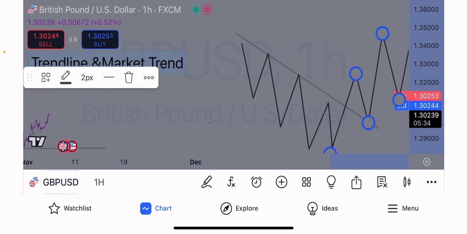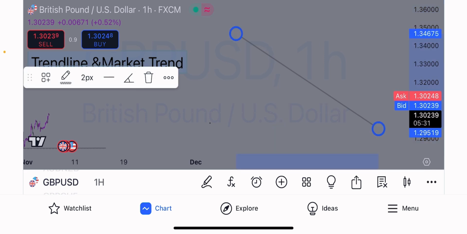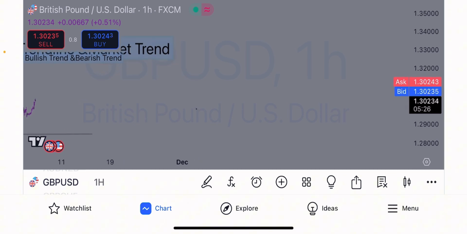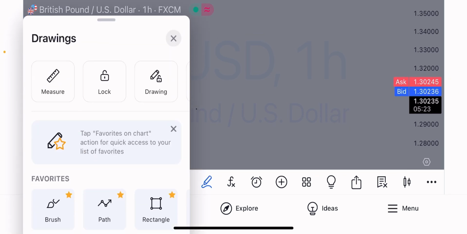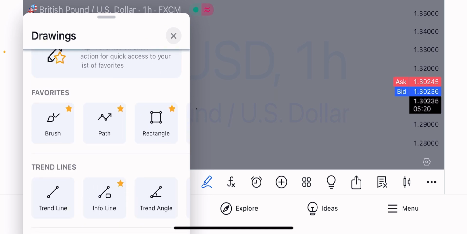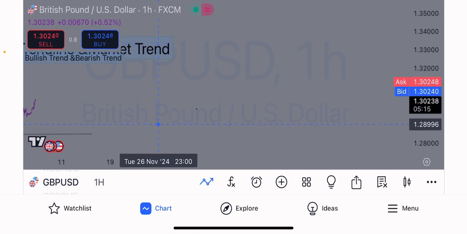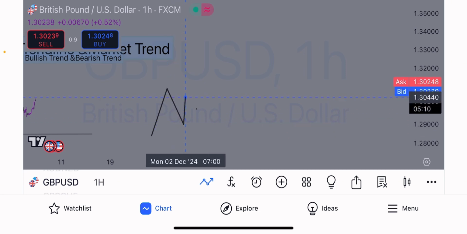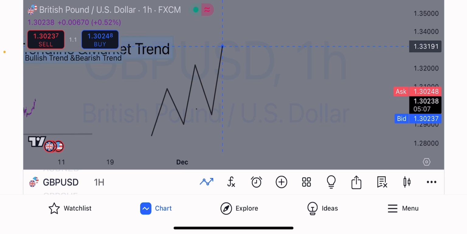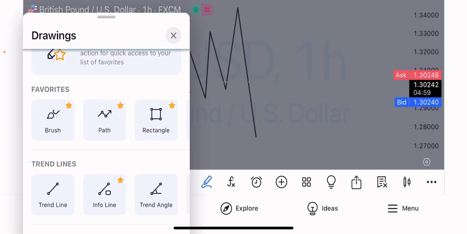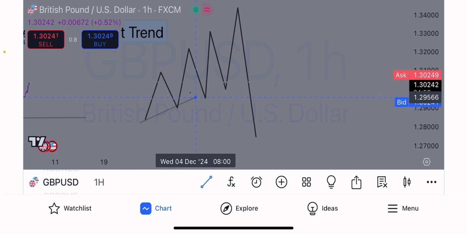Then we have what we call pullbacks, right? Pullbacks, trend line retracements, and the rest. Now, I'm going to give a clear example of what we call a trend line retracement. First of all, you're going to have something like this. Your market is in a bullish trend. The pair you're trading is in a bullish trend, right? This, this, this, and this, right? You use your trend line to mark out the trend, right?